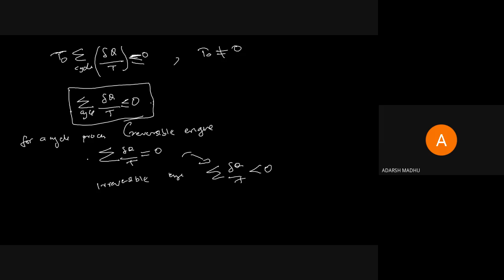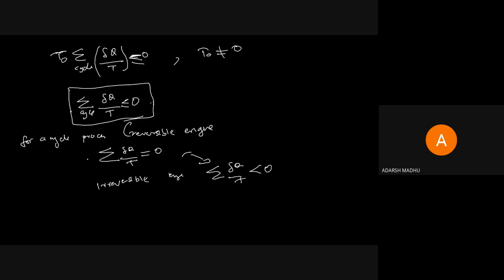So this term is entropy. By the Clausius theorem, we are taking this equation as entropy. That is, dQ by T equals 0 for a reversible engine. For a reversible engine, dQ by T equals 0.